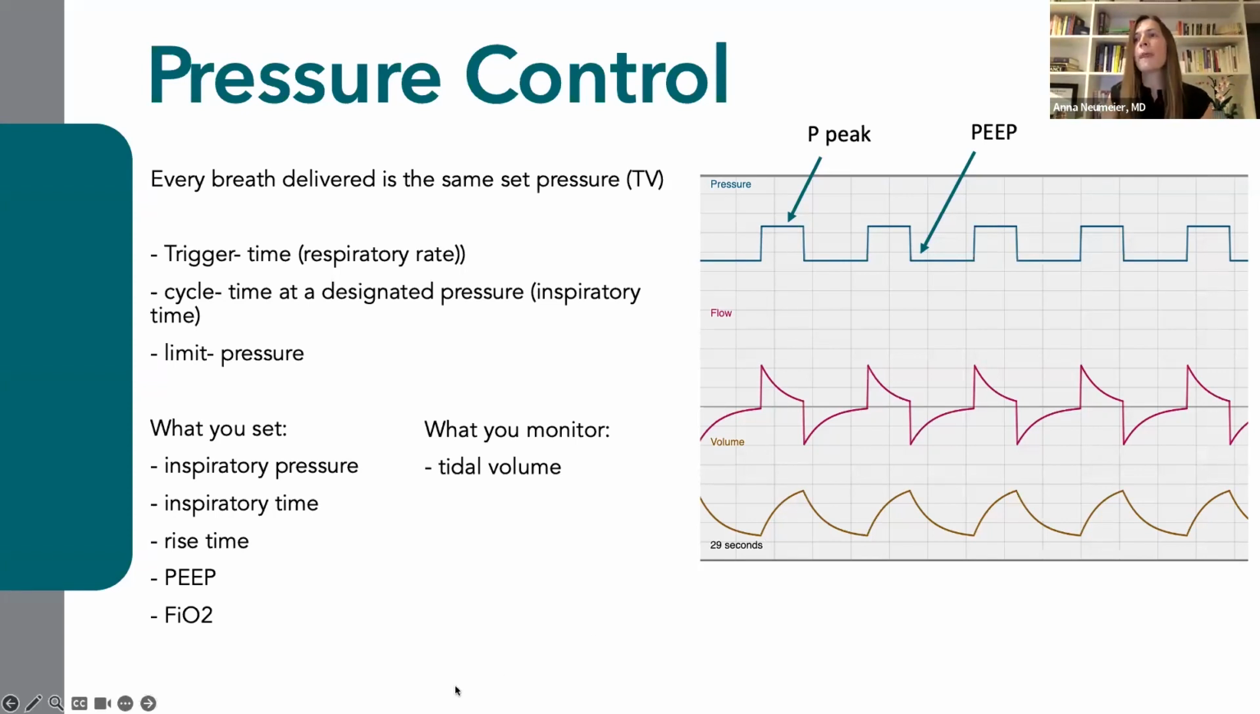In pressure control, the trigger is time, the target and cycle limits are pressure. You set the respiratory rate, the inspiratory pressure and time, the PEEP and the FiO2, but you must monitor the tidal volumes, recognizing that in patients who have dynamically changing lung compliance, you could have significant changes in tidal volumes achieved at a given pressure, and this in turn can impact your minute ventilation.